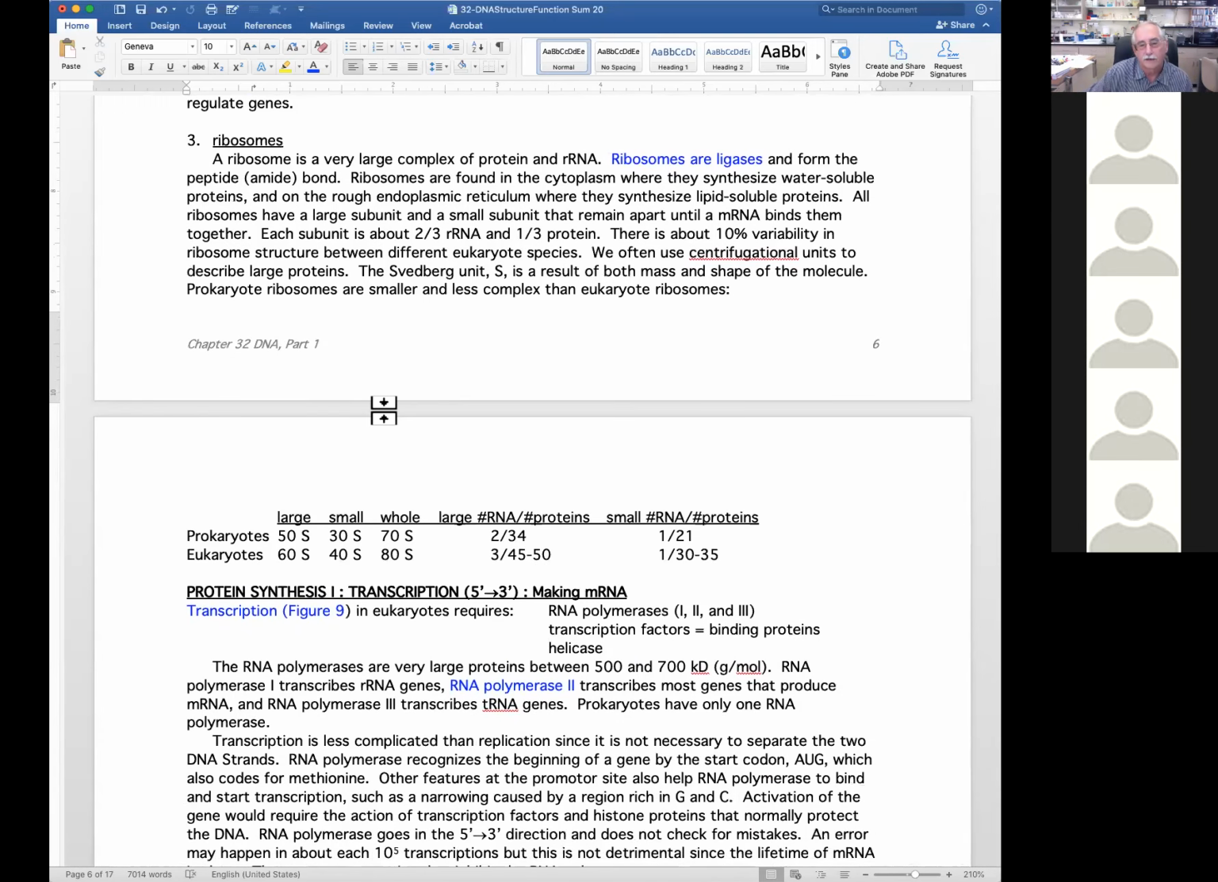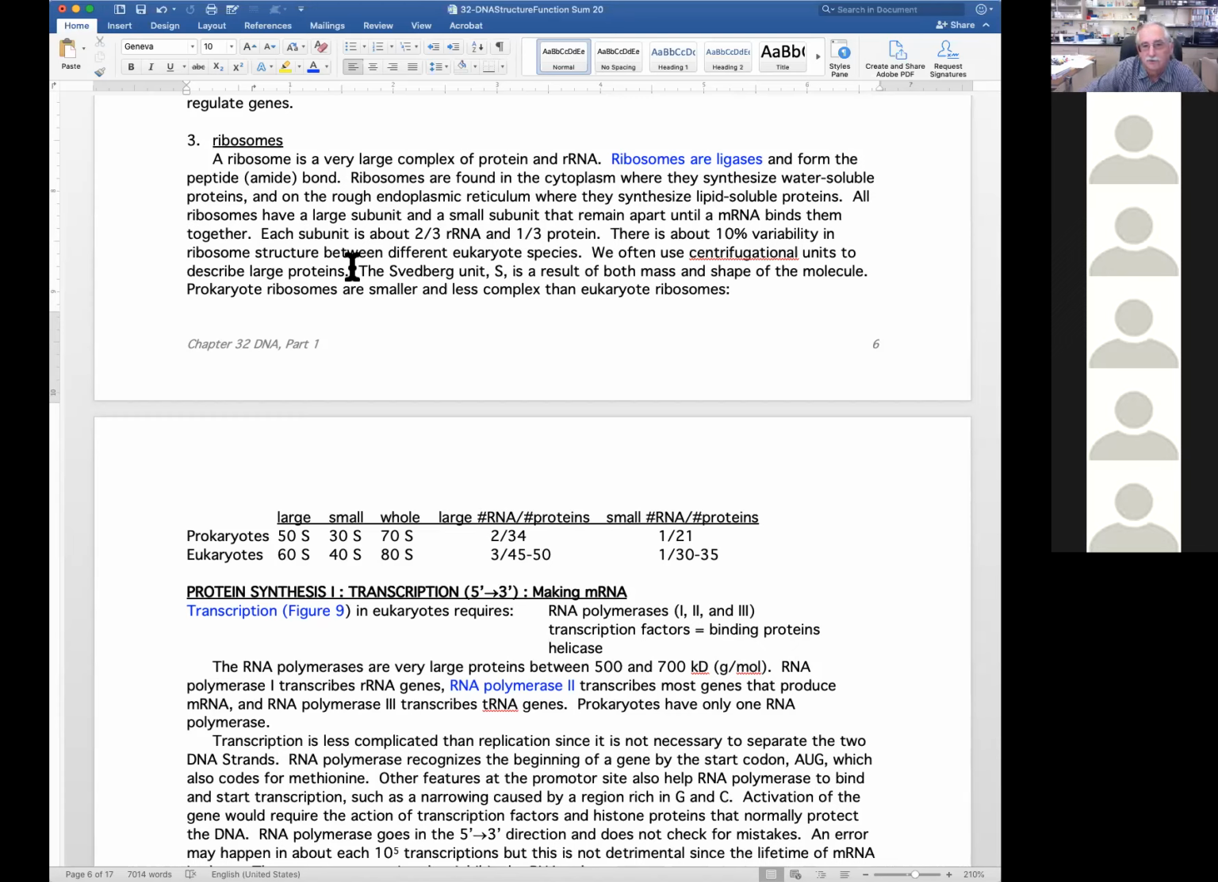So then another factor is the ribosomes. It's a large complex of protein and ribosomal RNA. They're ligases, they form the peptide bond. They're found in the cytoplasm, where they synthesize water-soluble proteins. They're found on the rough endoplasmic reticulum, where they synthesize lipid-soluble proteins. They all have a small subunit and a large subunit that are apart and non-functional until a messenger RNA starts the process of binding them together.